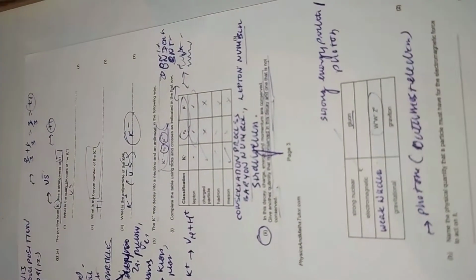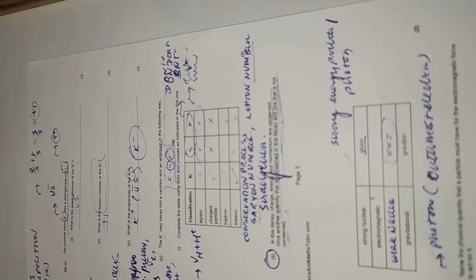Now moving on to the B part of this question, it's a tick and cross box type question, which should be this answer that they've stated. Complete the table using the ticks and crosses to indicate in the first row. You can see that the K positive has no lepton number present. However, in the case of the anti-muon and the muon positive, it has a lepton number.